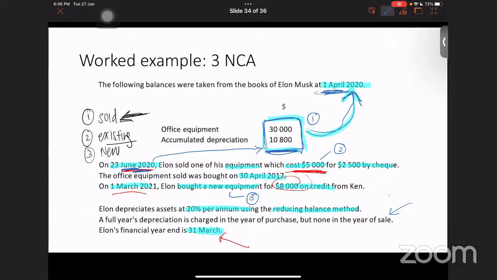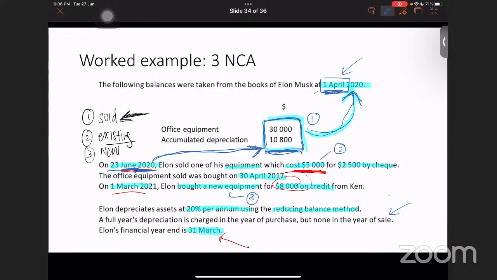Okay, I repeat again. These figures are taken on 1st April 2020, right? And when we sell our equipment, the day that we sell is June 2020, which is after this date already. It is after this date. So do you agree that the equipment that we sold, the figures are inclusive, are inside this one? Right? Okay, so what do I do?